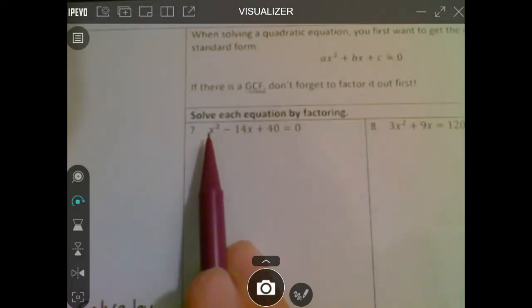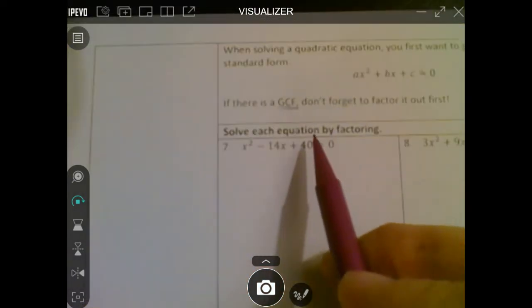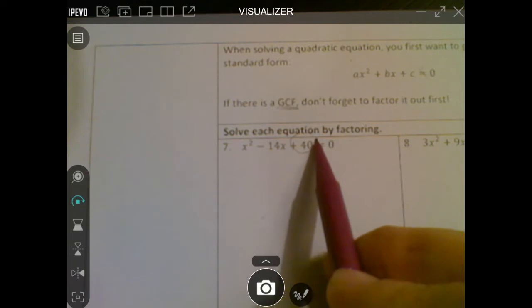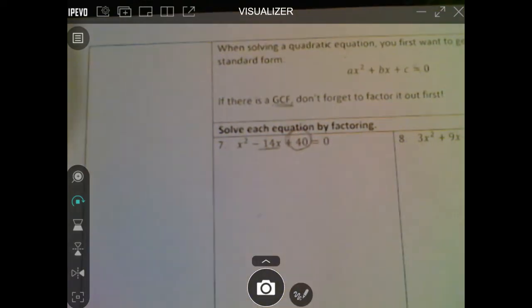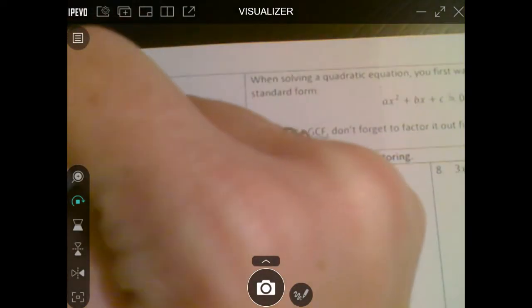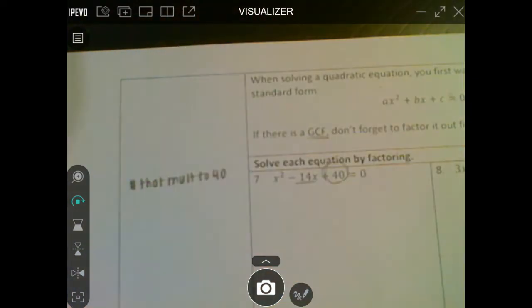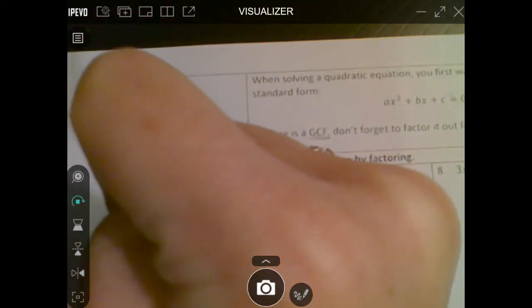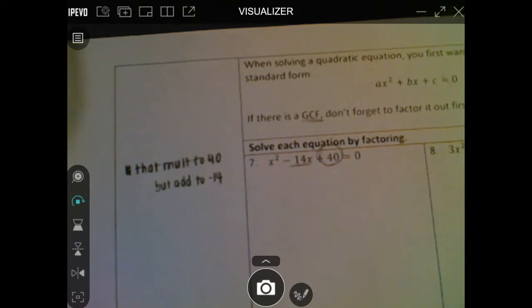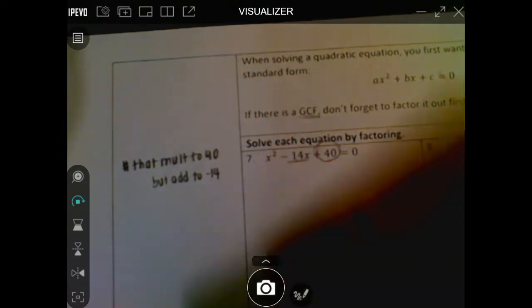So if there's a coefficient of just 1 on your x squared, what you're really looking for when you're factoring this is numbers that are going to multiply to your last number but add up to your middle number. So I'm looking for two numbers that multiply to 40 but add to negative 14. So two numbers that multiply to 40 but add to negative 14.